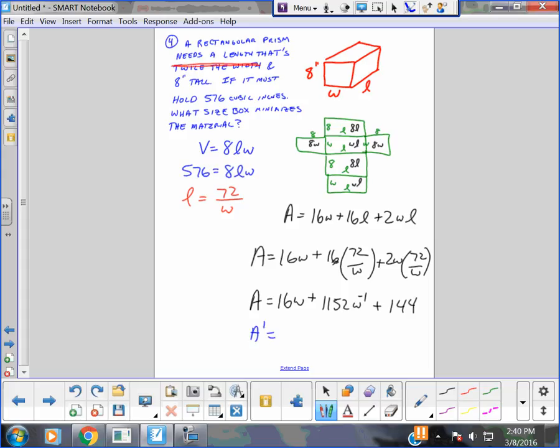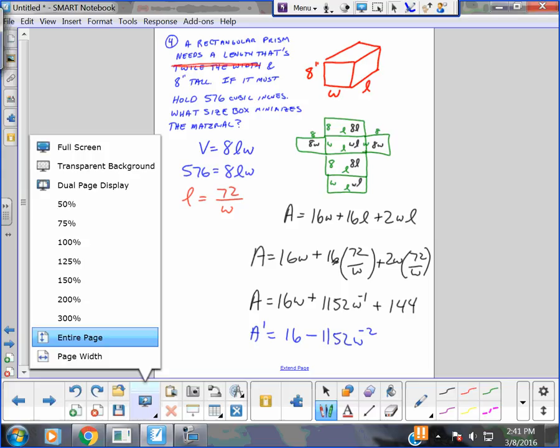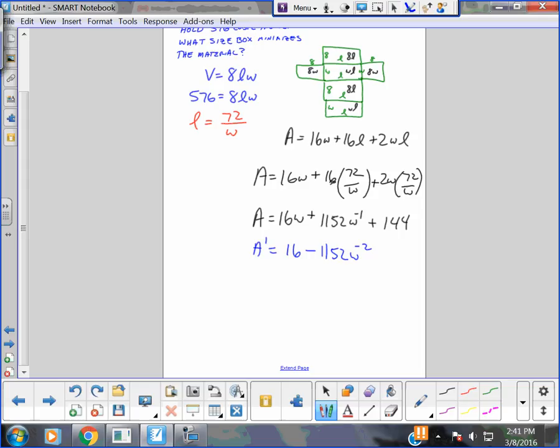Optimization works on the idea that there are critical points, mins and maxes. So the derivative of 16W, I think it's just 16. The derivative of this is negative 1152 W to the negative 2. All right. And what's the derivative of 144? 0. Set the derivative equal to 0. A prime equals 0.